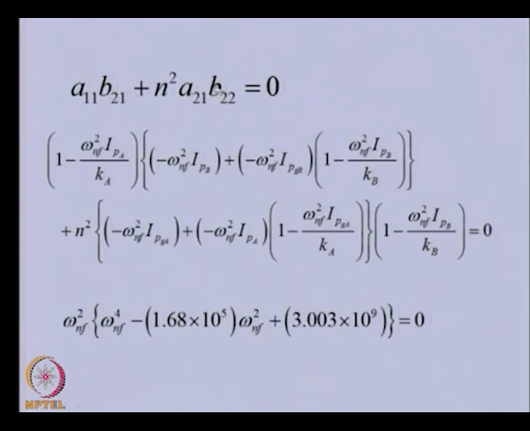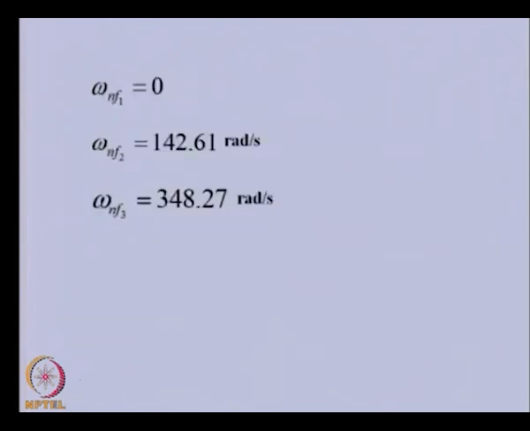So, this is that particular frequency equation. If we expand this, and substitute the values of various parameters, we will get a polynomial of this form. And you can see that from here we are getting frequencies, of which one is the 0 natural frequency, and the other two correspond to the flexible mode.